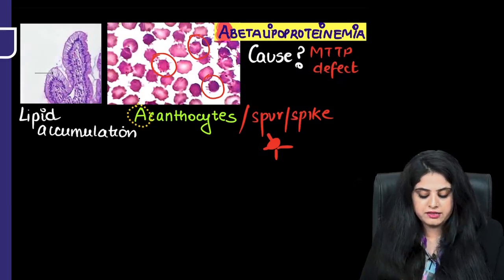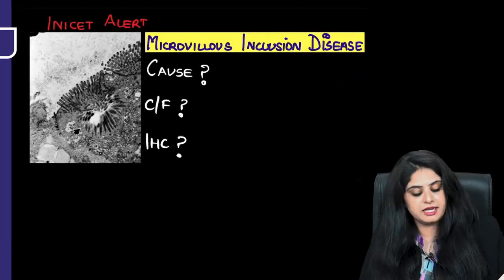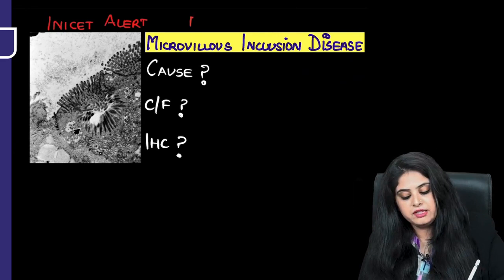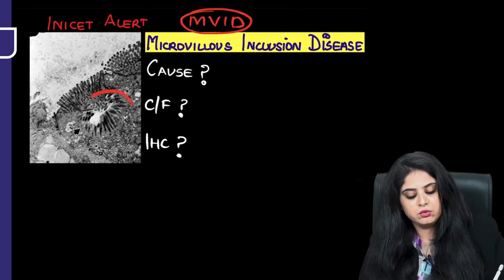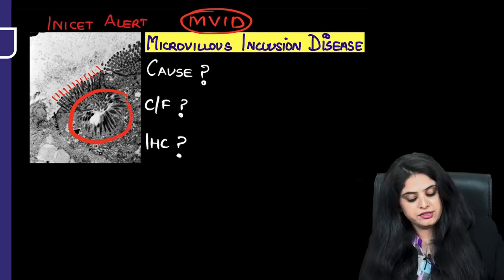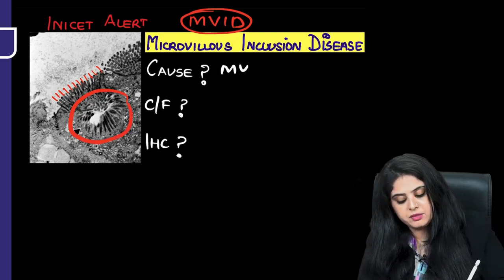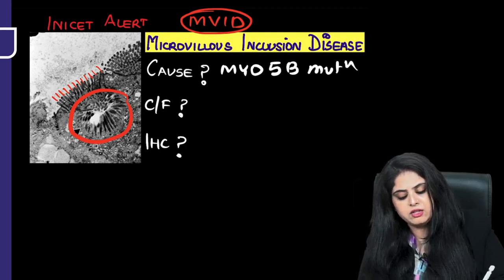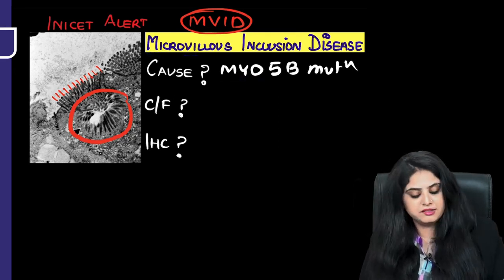One more thing for INI-CET which is added in Robbins is MVID. That is microvillus inclusion disease. You can very well see that there is an inclusion. Dekho, microvilli toh surface pe hota hai. Microvilli are on the surface. I am seeing microvilli inside. Microvillus inclusion disease. It's a genetic problem that happens because of MYO5B mutation. MYO5B mutation. Toh microvillus hai na, microvillus. Toh MYO5B mutation means the same.